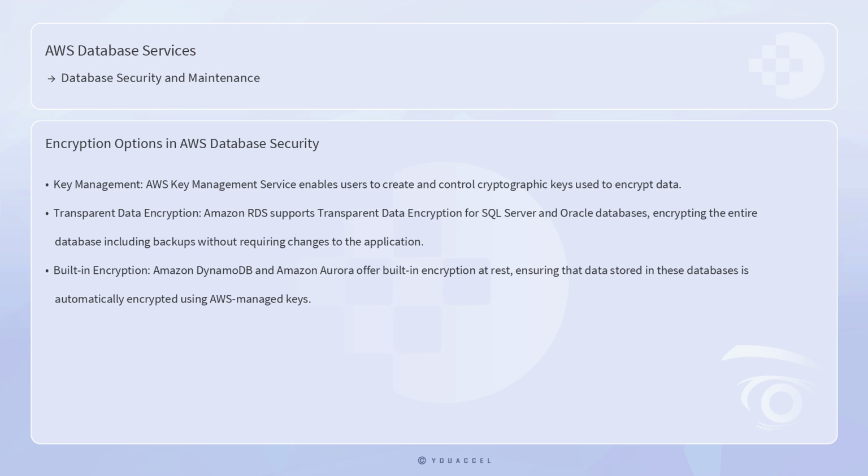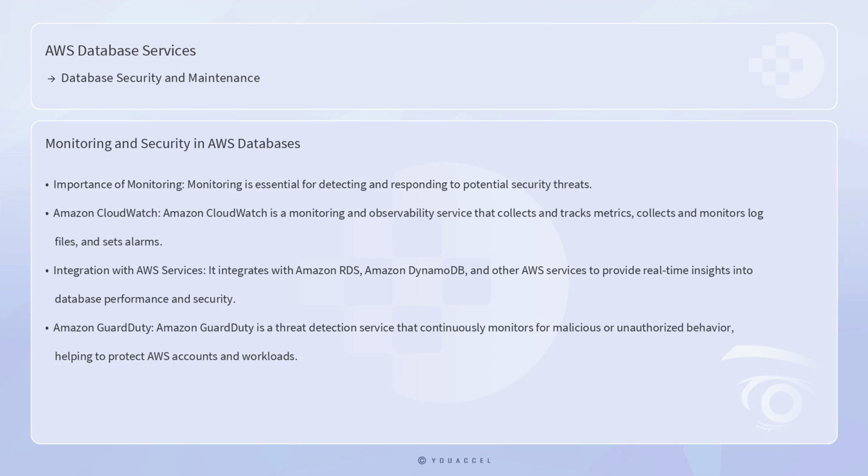For instance, AWS Key Management Service enables users to create and control cryptographic keys used to encrypt data. Amazon RDS supports transparent data encryption for SQL Server and Oracle databases, which encrypts the entire database, including backups, without requiring changes to the application. Moreover, Amazon DynamoDB and Amazon Aurora offer built-in encryption at rest, ensuring that data stored in these databases is automatically encrypted using AWS-managed keys. Monitoring is essential for detecting and responding to potential security threats.